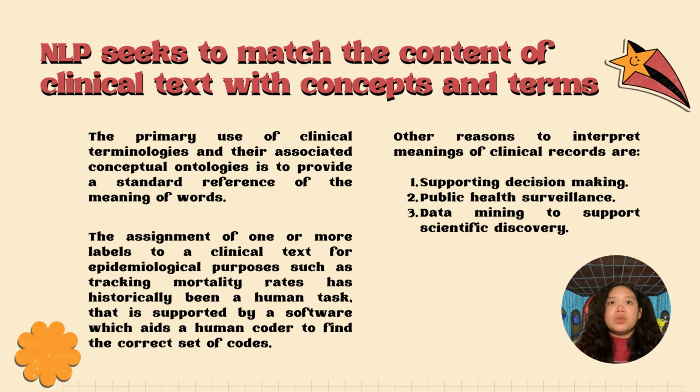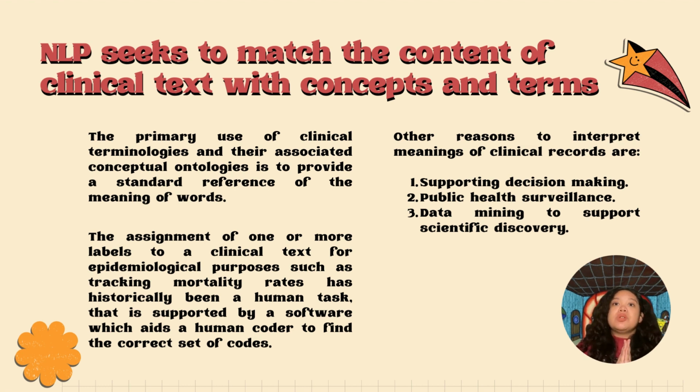The primary use of clinical terminologies and their associated conceptual ontologies is to provide a clinical reference of the meaning of words. The assignment of one or more labels to a clinical text for epidemiological purposes, such as tracking mortality rates, has historically been a human task that is supported by software which aids a human coder to find the correct set of codes.